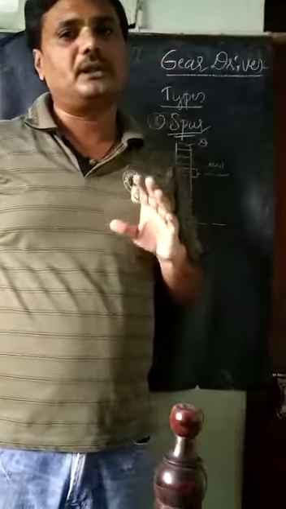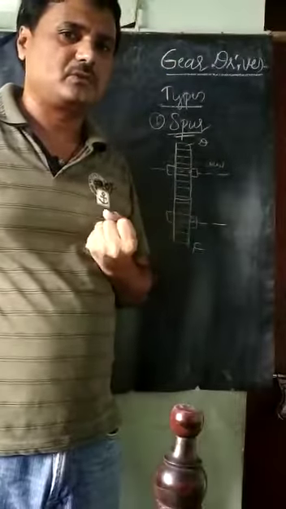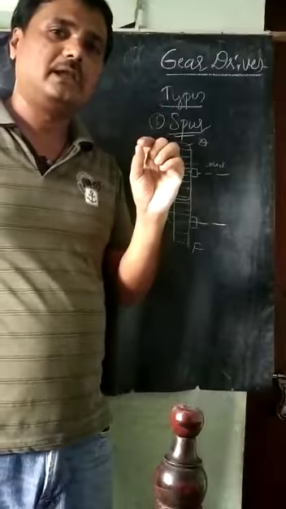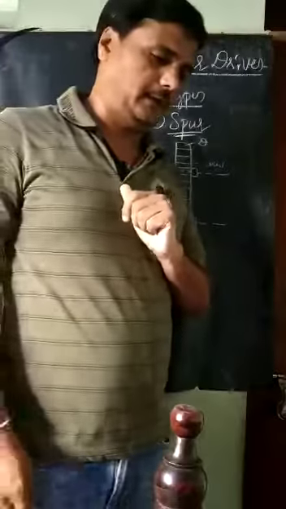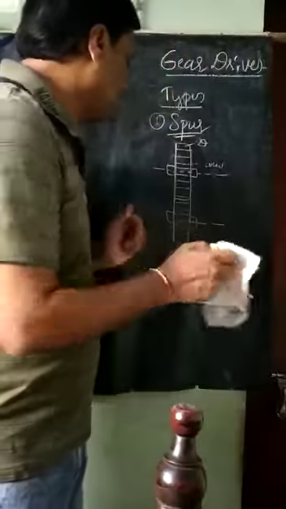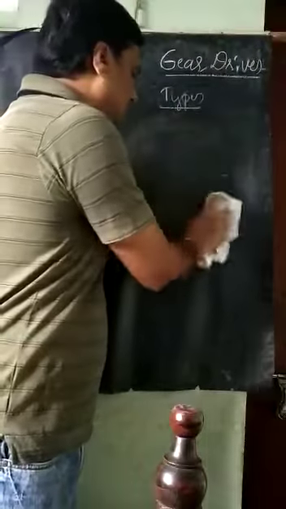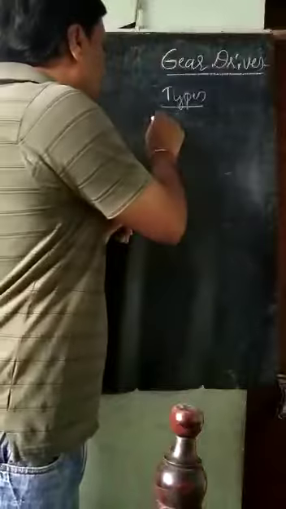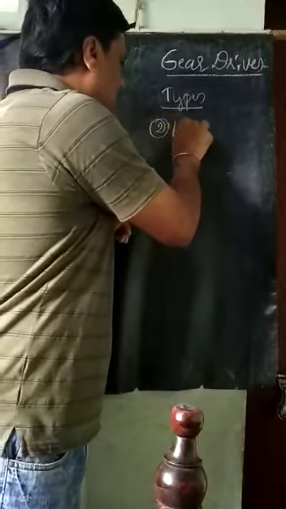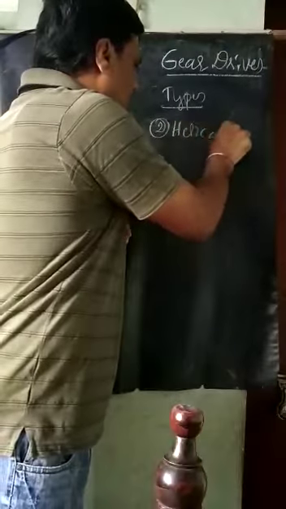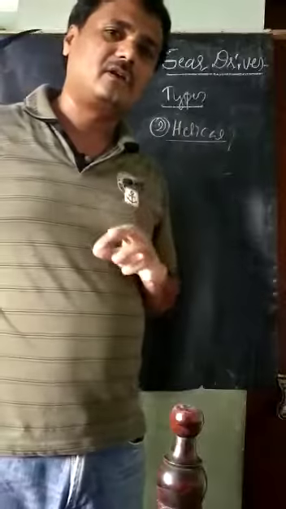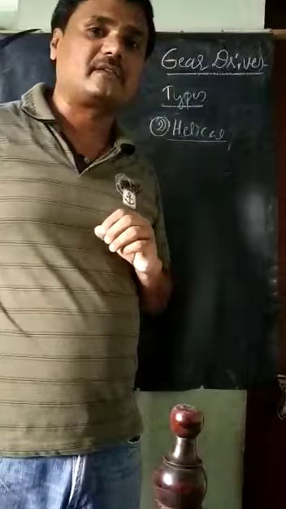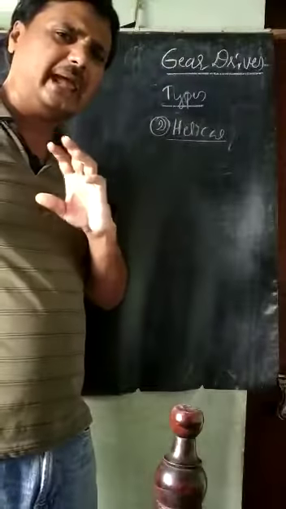Spur gears are very easy to manufacture, because the teeth profile is not that complicated. Next, the second type is the helical gear. In the helical gear, the teeth are not parallel to the axis of the shaft. They are making some angle with the shaft.